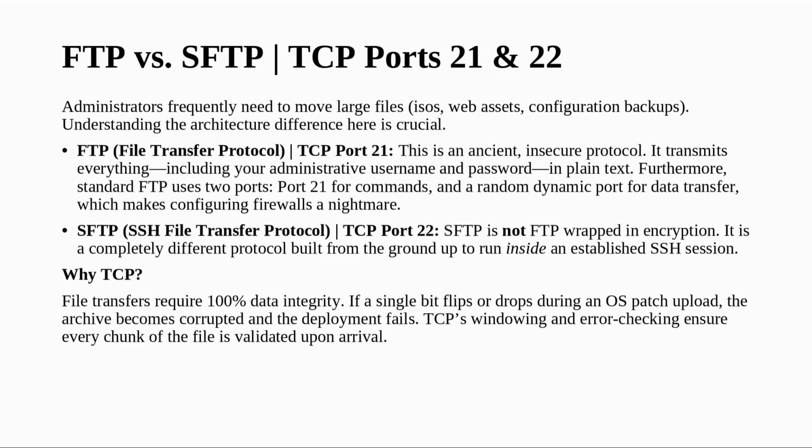So why do we use TCP over here again? File transfer requires 100% accuracy and data integrity, right? If a single digit flips or drops during an OS patch upload, imagine you are fetching an update from the operating system server. If we are using UDP and some of the traffic or a particular resource is lost, then your host system crashes, right? But if you use TCP, it doesn't happen. TCP windowing and error checking ensure that every chunk of the file is validated upon arrival. So that is why we use TCP.